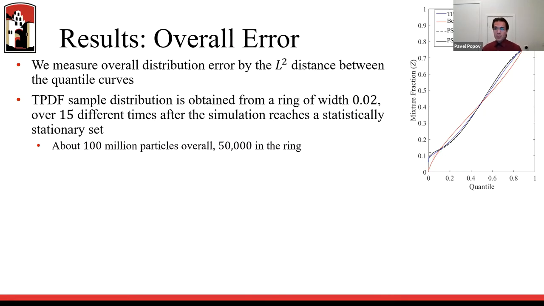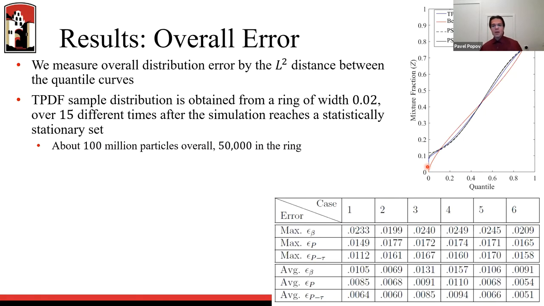So here in particular, this blue curve is a sample distribution which looks quite good, but it looks that good because we have 50,000 samples, and because we're using the quantile function, which works better for sample distributions.